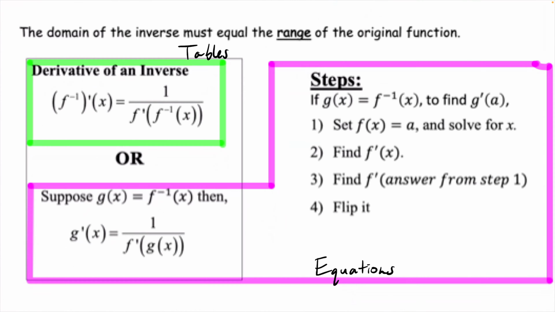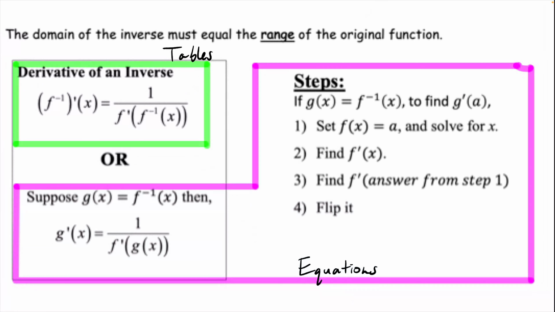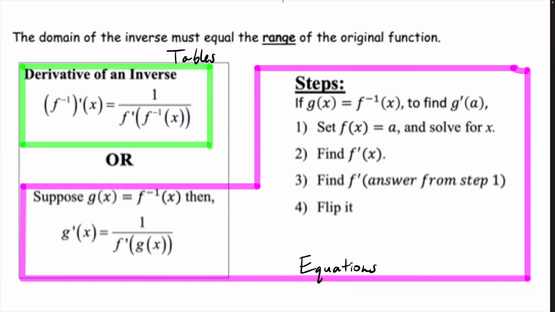Okay, so there are 2 ways to find a derivative of an inverse. One is when they give you tables. The green on mine is when they give you tables. If they give you a table of values and want you to find the derivative of an inverse, well, first of all, it's kind of hard to find the derivative of a function when you don't even know what it is. That's when they give you tables. So we're going to use that one.